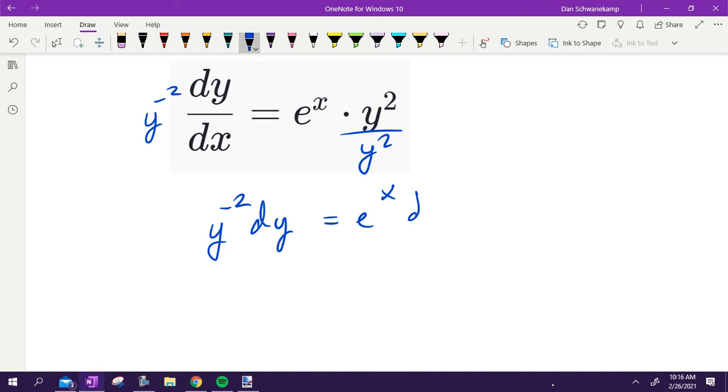I separated. Now I'm going to integrate. Add 1 to my exponent. Divide by my new exponent. The antiderivative of e to the x is e to the x. Throw a plus c at the end. Boom, done. Questions on something we did today?